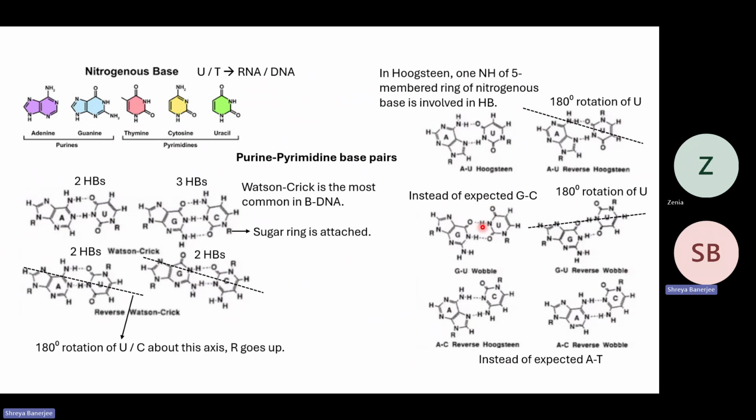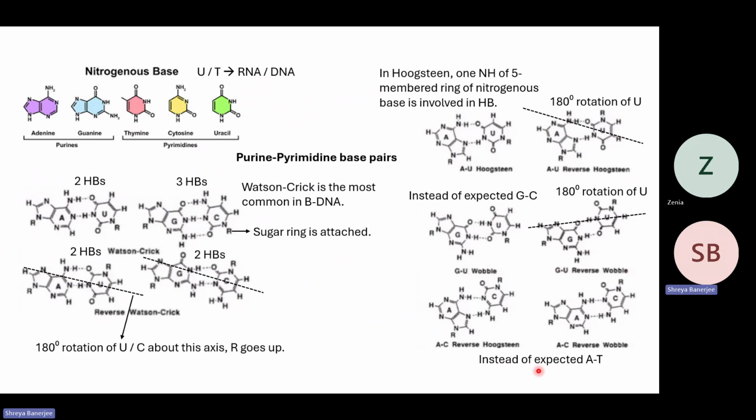There is a third kind of base pairing where the base pairing itself is changed. So from Watson-Crick and Hoogsteen, A still pairs with U or T and G pairs with C. In wobble base pairing, the partners change. That is, G pairs with U and A pairs with C. So this is the wobble base pair where G is pairing with U. And again, if you flip the U by 180 degrees, that will become the reverse wobble base pair, and so on.